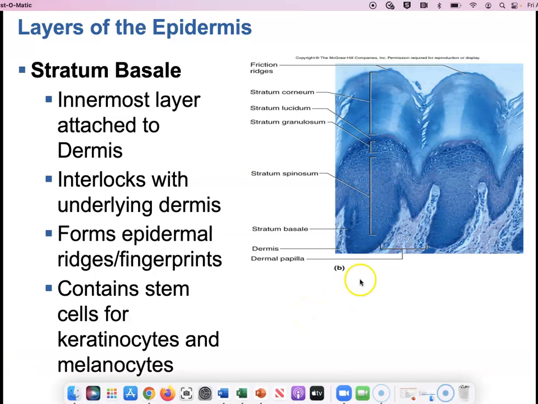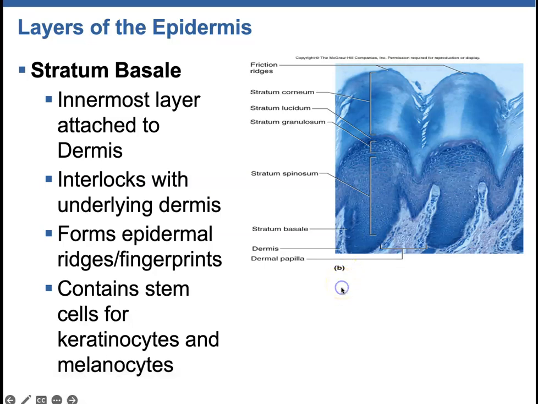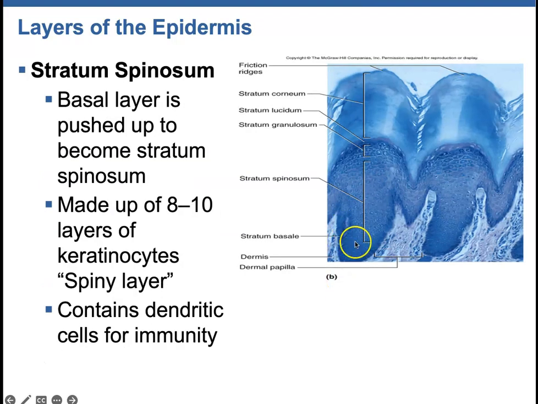So the melanocytes, these are the ones that help provide the pigmentation, and this region is also where the stem cells for that epidermis are actually located. When you go to the stratum spinosum, which is the next layer up, this one here is one of the thicker layers that we have.